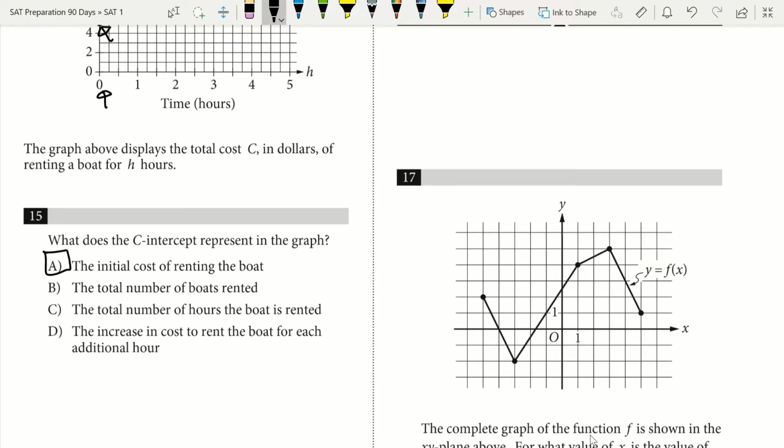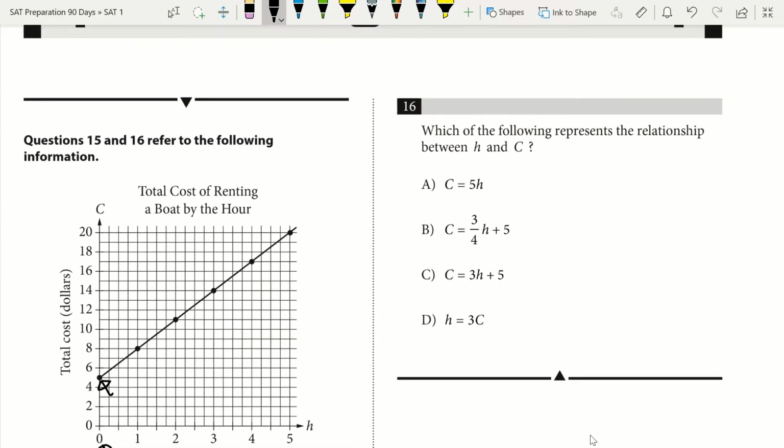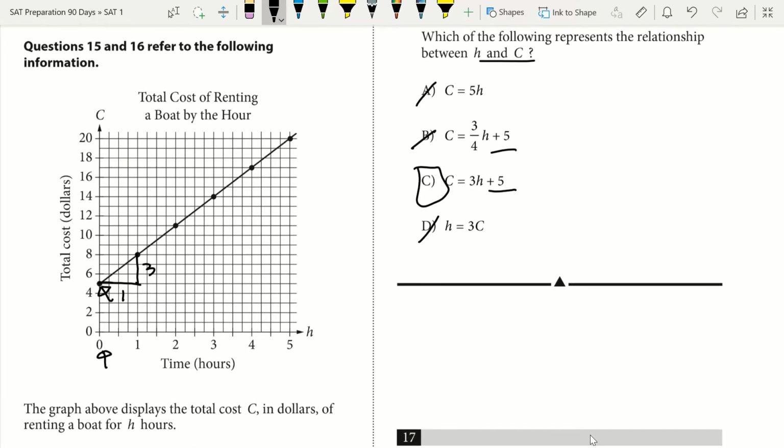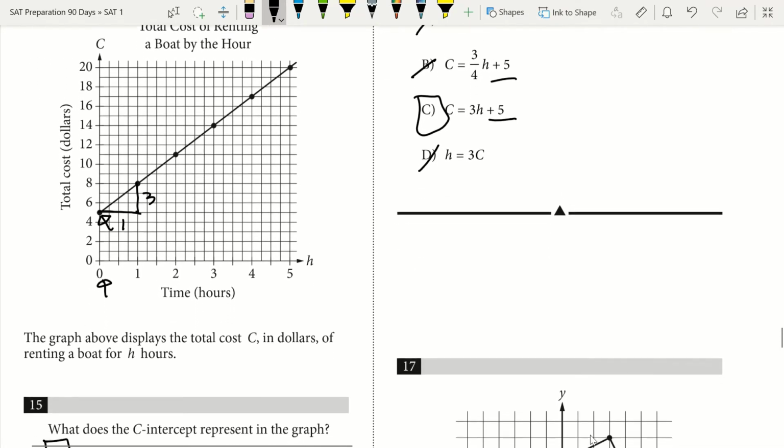All right, now we got question 16. Question 16 says, which of the following represents the relationship between H and C? Well, I see I have a y-intercept of positive 5, which means that answer choice A and answer choice D are wrong. I see I am increasing from 5 to 8, so that's an increase of 3 when I run over 1. So that's going to be 3h as my slope. So my answer there is going to be C for number 16. Key part there is paying attention to the units on that x-axis. Okay, so 16, answer there is going to be C.